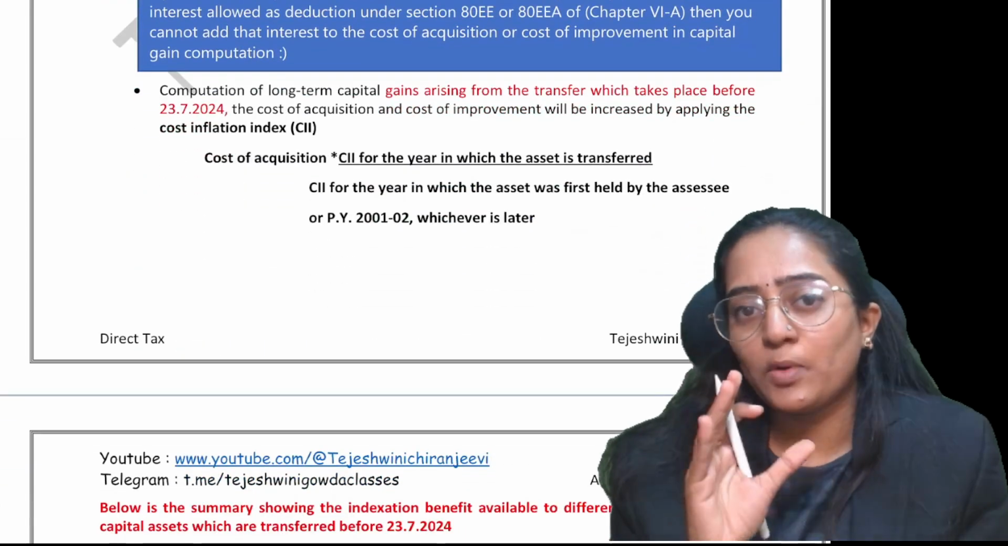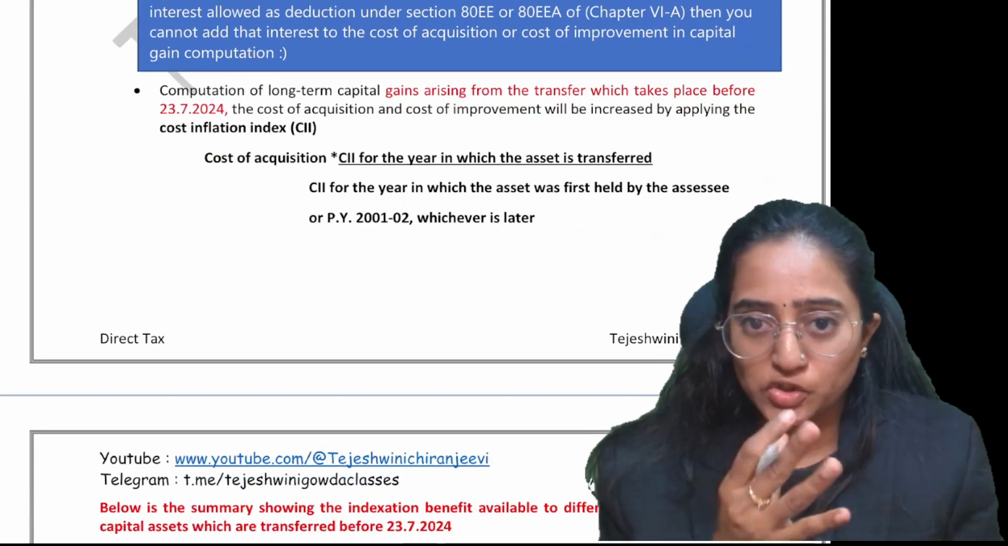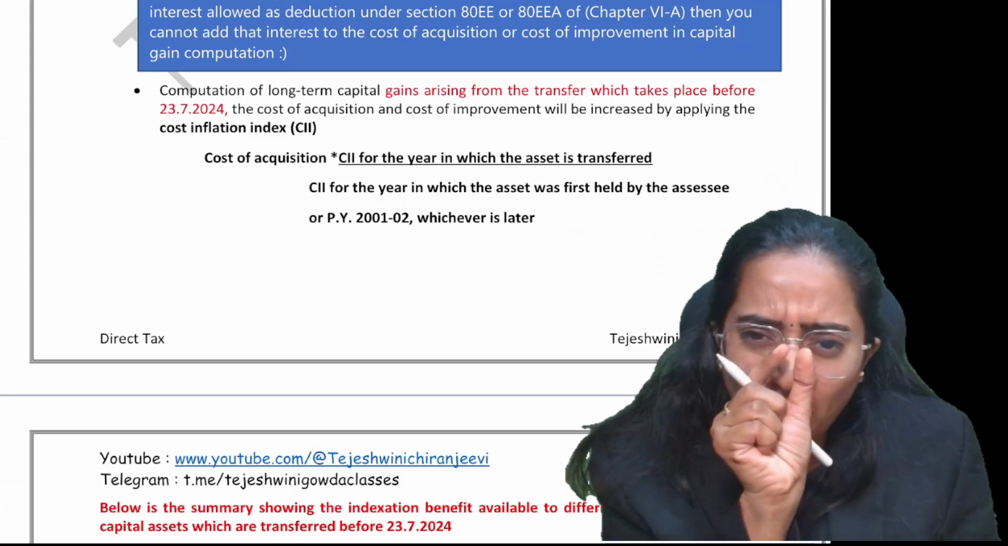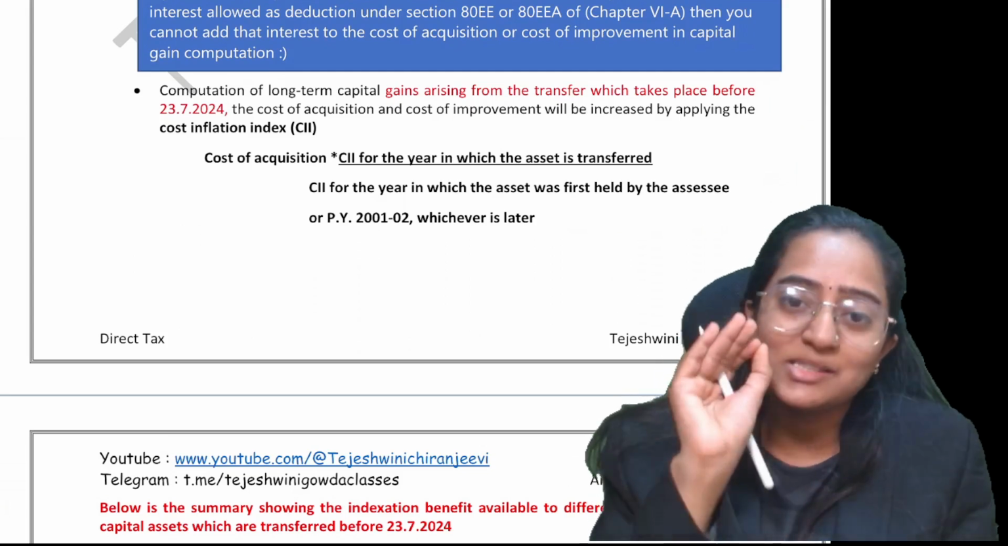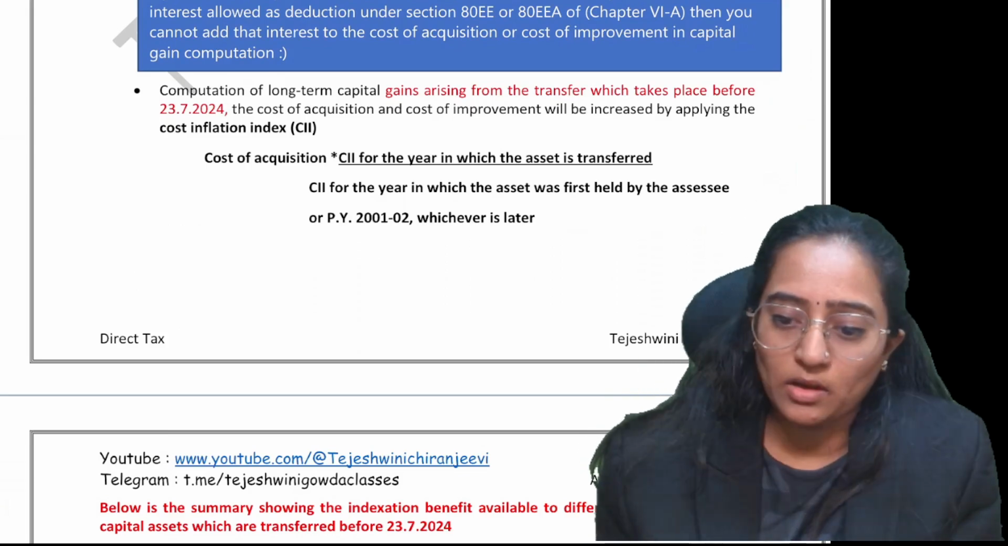Earlier, there was a concept of indexation. Remember, the entire concept of indexation is not removed. In certain minute places, the indexation concept is still there. Okay. Let's see where that minute place is.